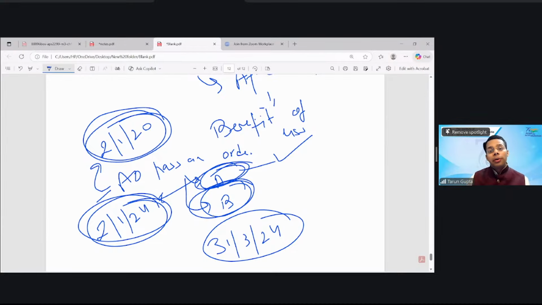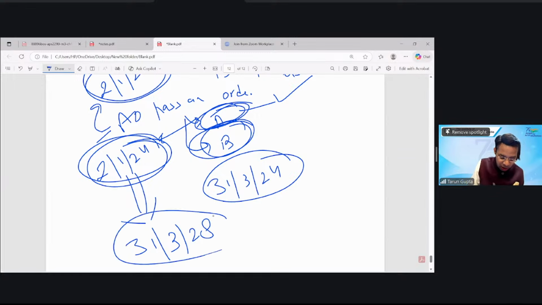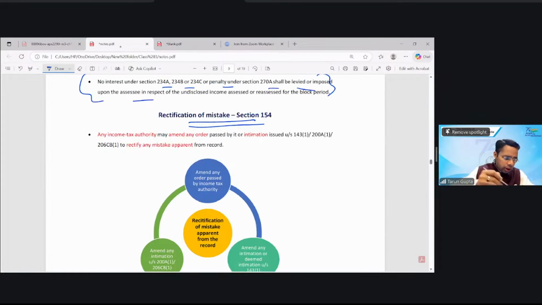And therefore, this subsequent rectification order has a mistake apparent from record. What's the mistake? It has not rectified what he ought to have rectified. And therefore, my 4-year period shall start from 2nd April 24, and I have time till 31st March 28 to rectify mistake B. You agree with me? Understood? Lastly, section 154 says that if the rectification is against the assessee, then it's mandatory that an opportunity of being heard is given to the assessee before passing the rectification order. Principle of natural justice. I hope you're clear on this.